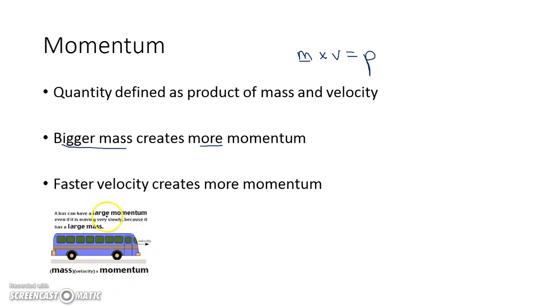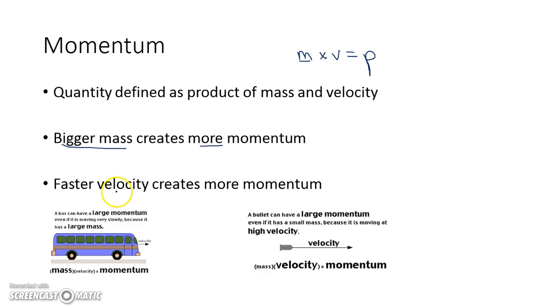All right, well, what if we had some other objects? Oh, and here, this bullet, okay, this bullet can have a large momentum. It has a small mass, but it has a large momentum because it's moving at a higher velocity. So faster velocity can create more momentum. So even small things can have a large momentum.